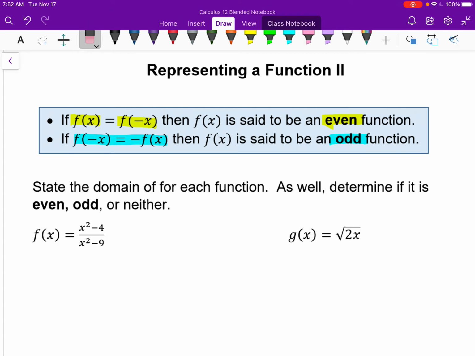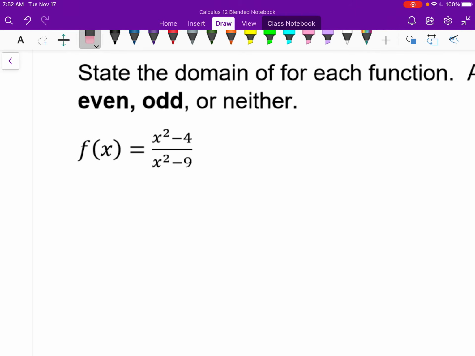All right, so for each of these functions now, how many do I have here? I have 4 functions here. For each, I want to state the domain, range, and then state whether it's even, odd, or neither. So first, domain. Let's look at this function here. We have a rational function. The domain is going to be everything except where we have a restriction on the denominator. So x cannot equal plus or minus 3.